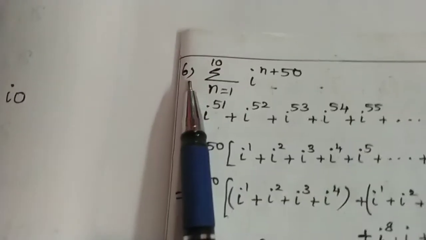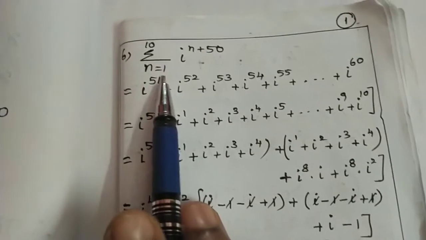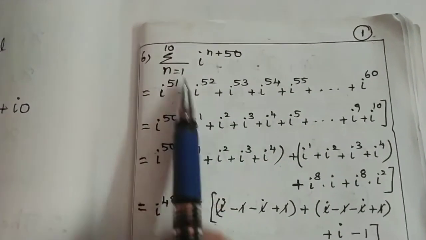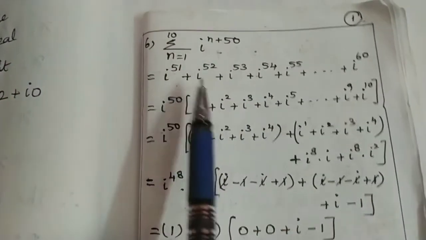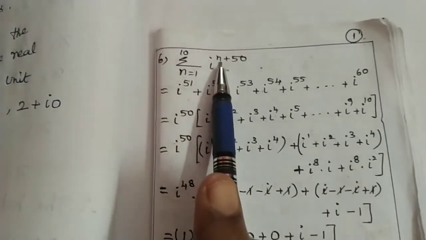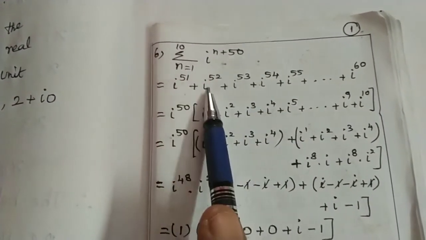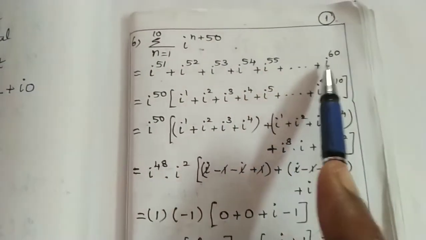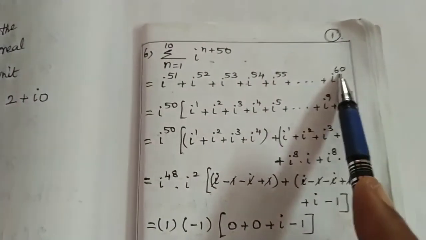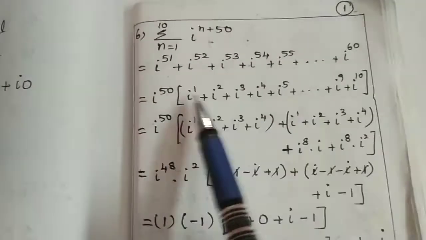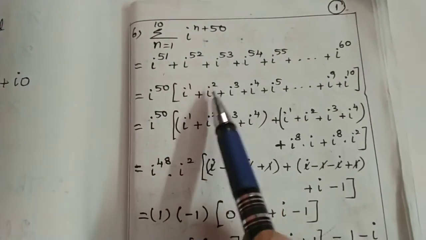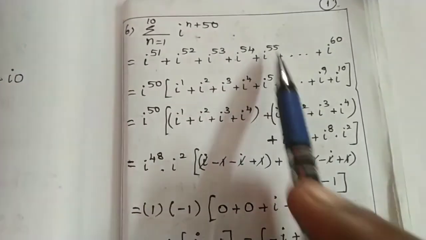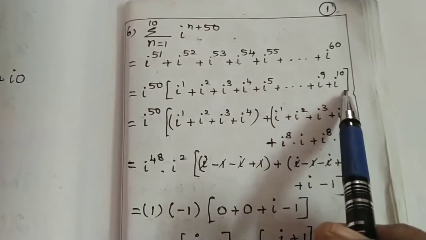Okay, next, sixth sum: sigma n equal to 1 to 10, i power n plus 50. Now substitute n equal to 1: 50 plus 1, 51. Next 2, 52, 53, 54, 55, etc. up to i power 60. In this one, i power 50 common is taken out. What is the balance? i power 1, i power 2, i power 3, i power 4, i power 5, etc., i power 9, i power 10.